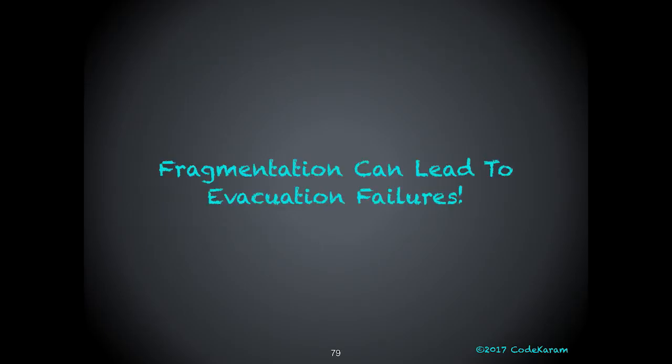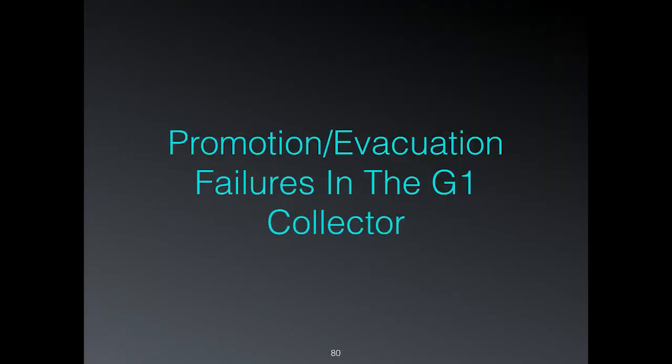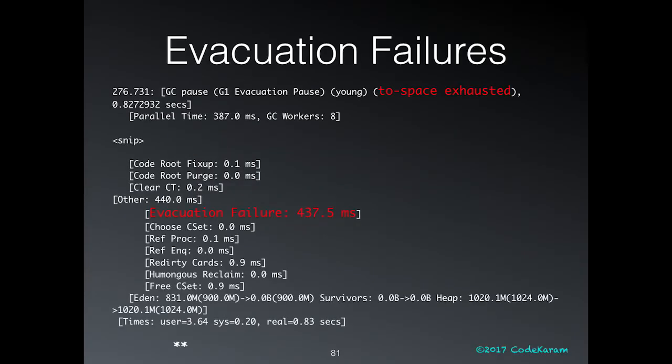Fragmentation can lead to evacuation failures. Now let's talk about evacuation failures and what other things can lead to them. Evacuation failures are also known as promotion failures or two-space exhausted. There are multiple terminologies, but they mean the same thing. You have those in CMS, and you have promotion failures even in the throughput collector. That's how you get the old collection kicking in, right?